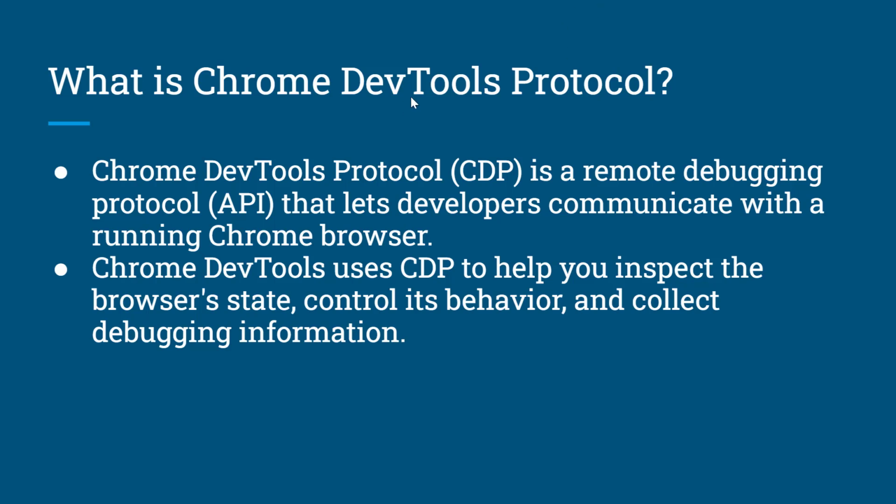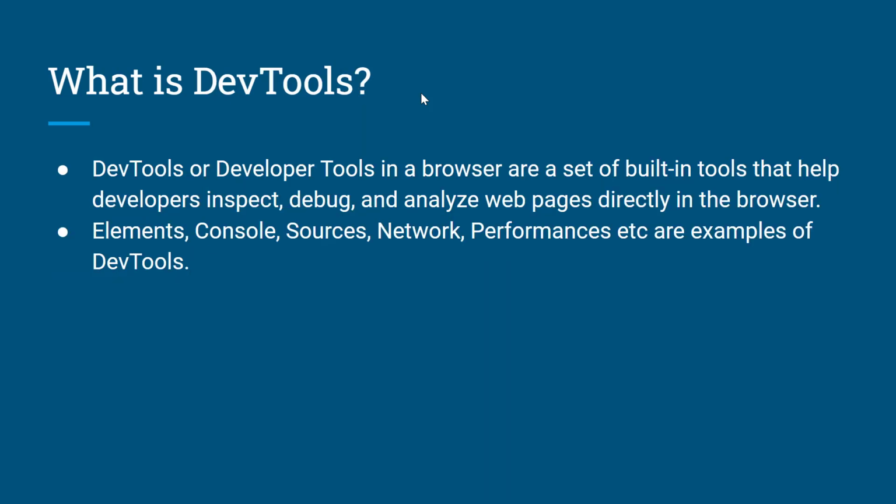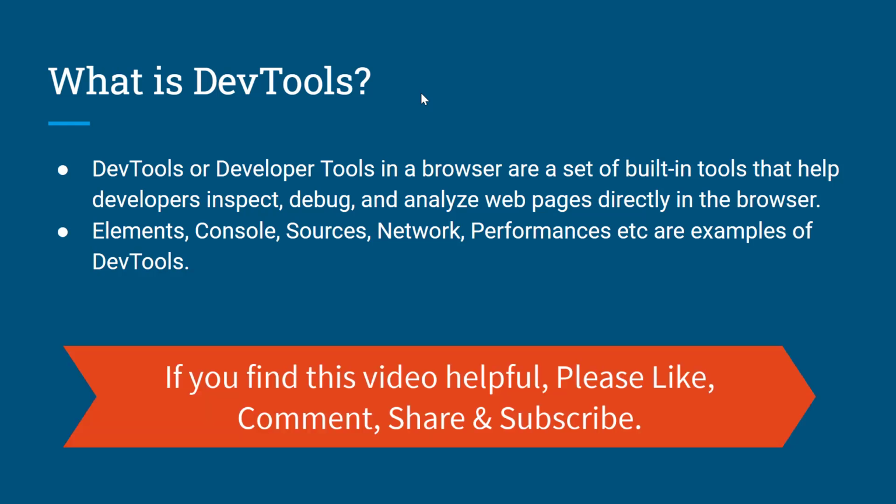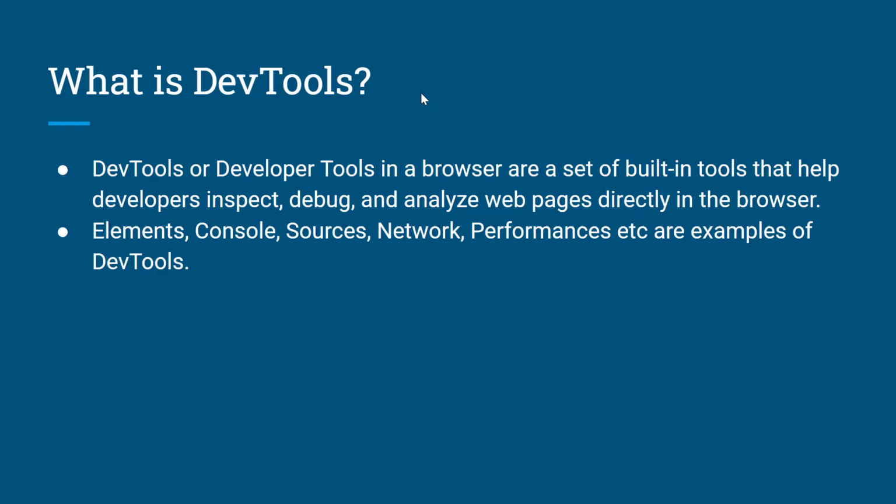The second term is DevTools, which is the major thing here. So what is DevTools first? Then we will come back to Chrome DevTools Protocol. DevTools, or developer tools, in a browser are a set of built-in tools that help developers inspect, debug, and analyze web pages directly in a browser. So by this statement, at least we understand that we have some set of tools present within the browser, which we can use to inspect, debug, and analyze web pages.